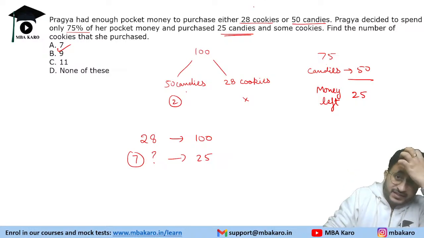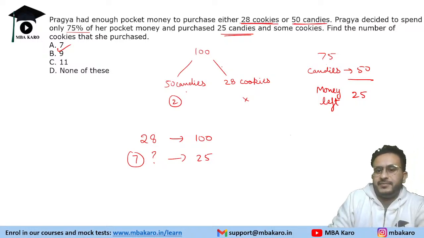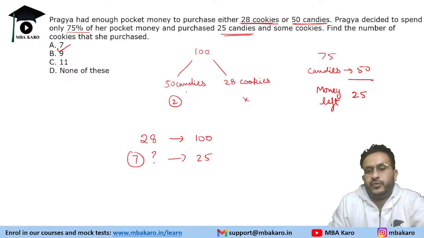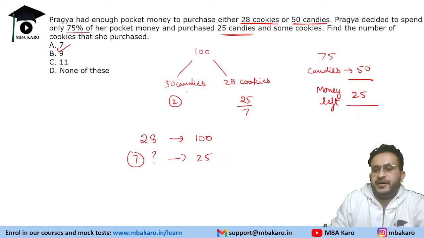See, it says either 28 cookies or 50 candies. If you want to write it in fraction, you can write 100 by 28 or 25 by 7. If you want to write the price, you can write 25 by 7. 25 divided by 25 by 7, you will get the answer as 7.